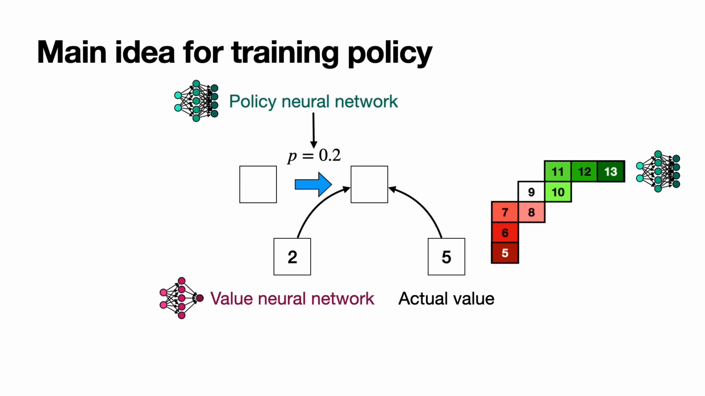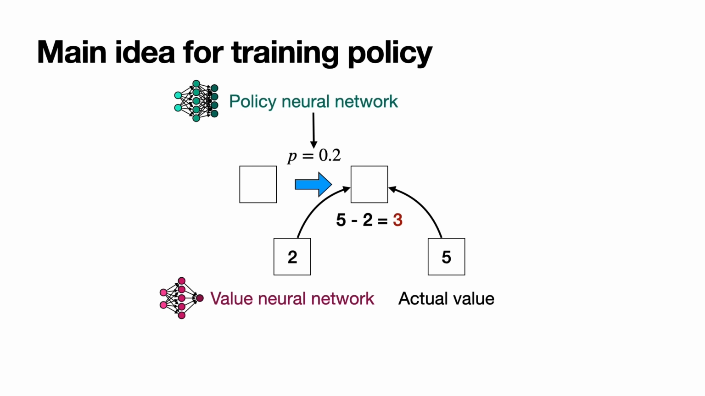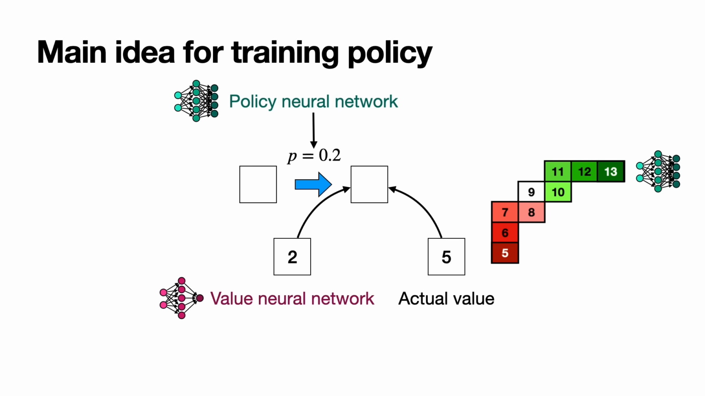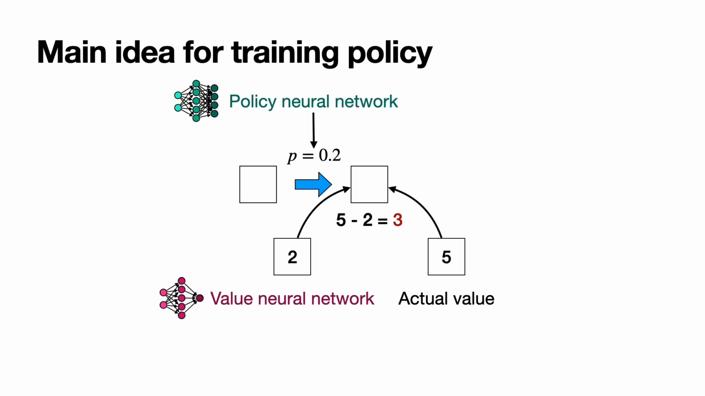So again, it could be the path that gives us the best values, or it could be a path that gives us some other values. It doesn't matter for now. Now, because the value neural network thought the value was 2 and the actual value was 5, that means there was a gain of 3. In other words, the value neural network underestimated the value by 3.